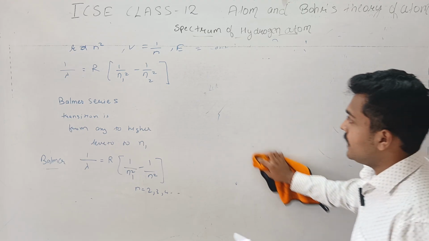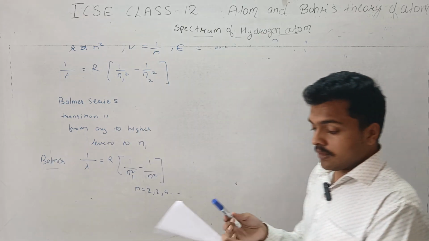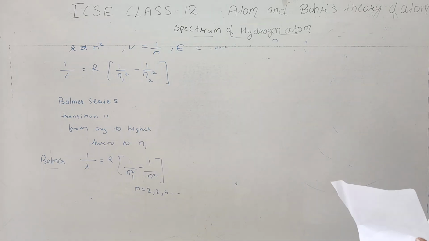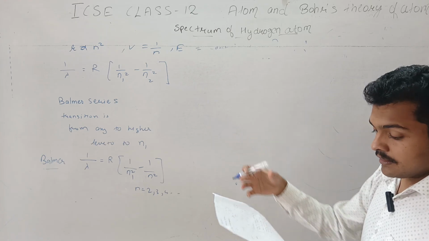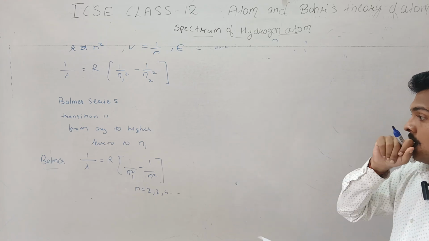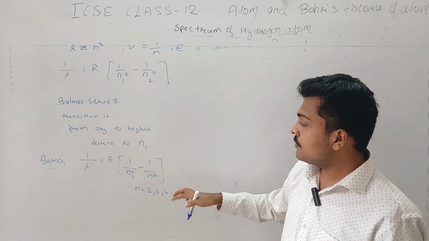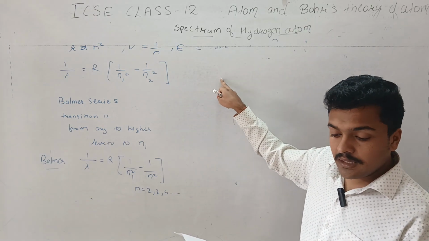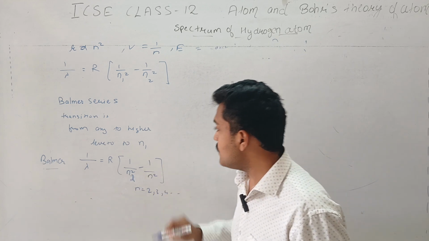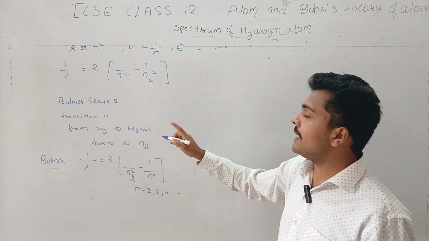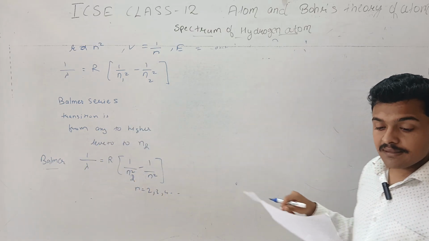I have clearly explained what this transition means. Another series is the Paschen series. Second is the Balmer series, which is from any higher energy level to level 2. It is not to level 1, it is to level 2, the second level. So this transition to the second level is the Balmer series.